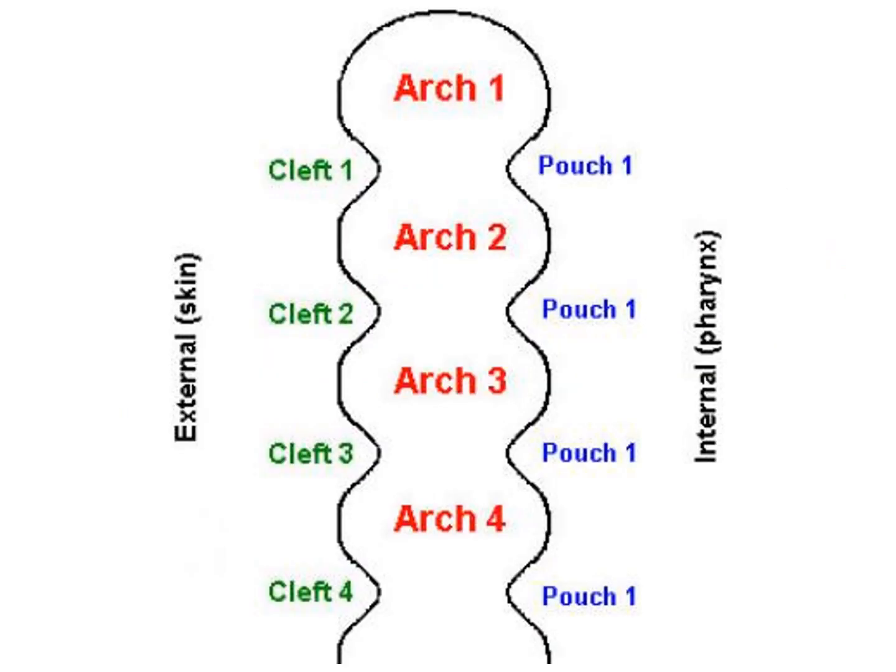This drawing shows that there are 4 arches in the human. Depressions on the outsides are called clefts or grooves. Depressions between arches on the inside are called pouches.